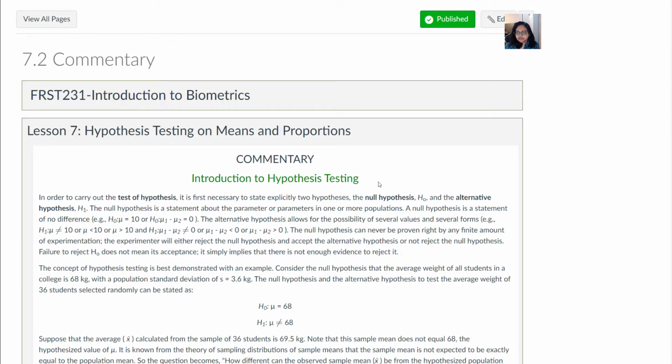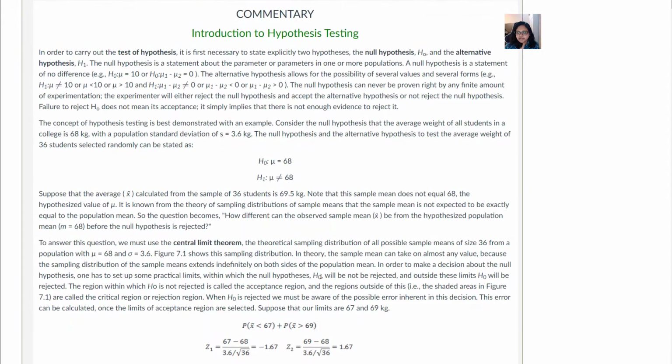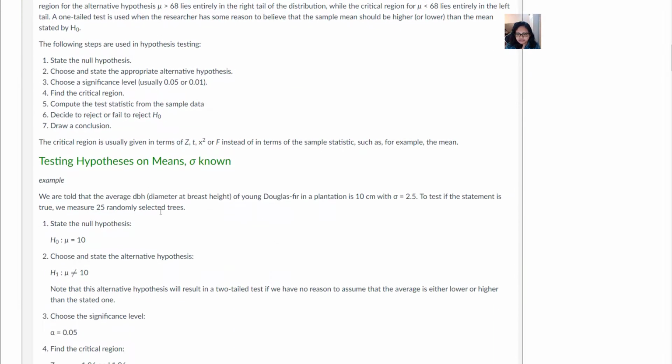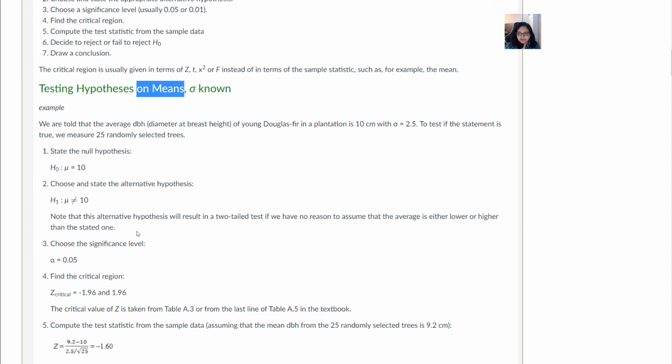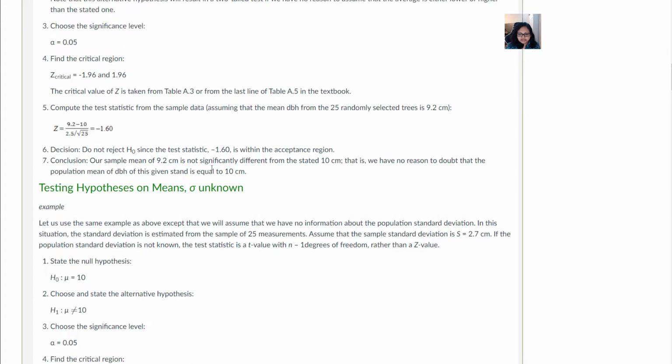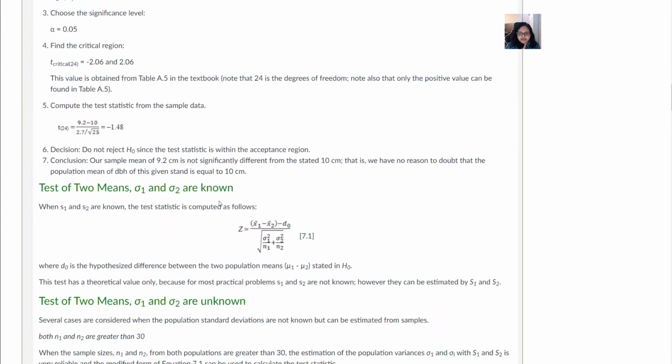Hello everyone. Previously you learned about hypothesis testing and the steps in hypothesis testing, how we can actually perform a hypothesis test if we are interested in making an inference about a population mean. Depending on whether the standard deviation is known or not known, we used either Z or T.